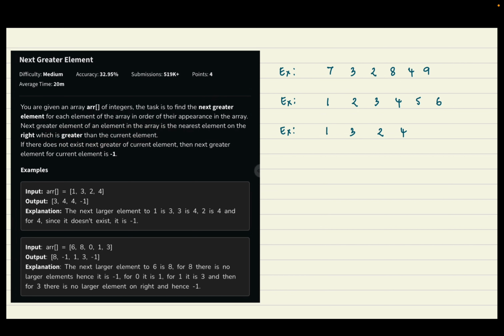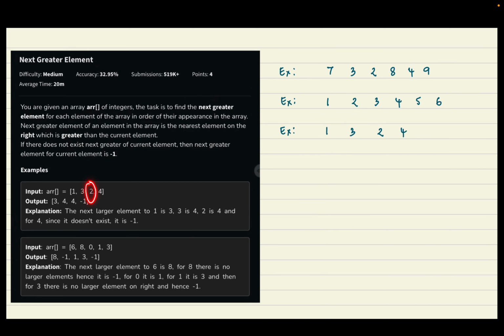Okay, if there does not exist a next greater of the current element, then the next greater element for the current element is minus 1. Let us look at this particular example, which is already given in the input. If you see, there are no elements next to 4, so the next greatest element for 4 will be minus 1 as stated in the problem.